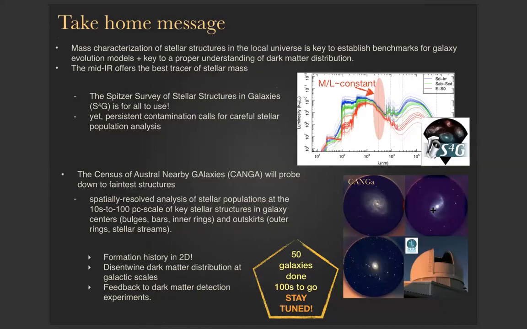Just to take home message, closing in here: we are looking at mapping the stellar mass distribution in galaxies. The bands of S4G you can actually use almost ideally well to trace stellar mass, but we need Kanga, we need deep optical imaging out to the faintest regions of galaxies to trace the stellar populations and really eliminate contamination from young stars, so that you can really trace the stellar mass distribution and ultimately disentangle the dark matter components. So we have 50 galaxies done, more hundreds to go, so stay tuned.